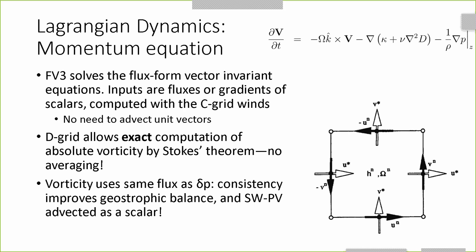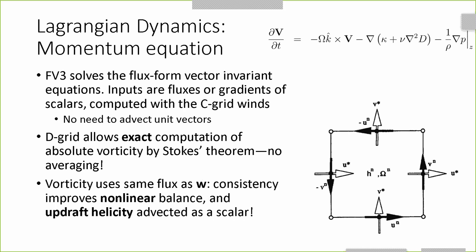But those same fluxes were being used to advect the mass as well. So we're essentially advecting the product of the mass and the absolute vorticity, which is the shallow water potential vorticity, as a passive scalar by itself. And doing this consistently allows us to preserve the conserved properties of those fields very well.